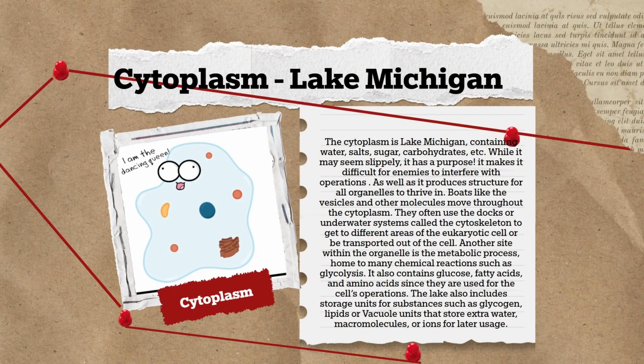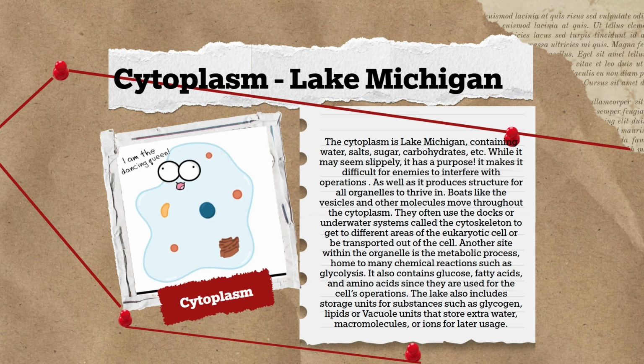The cytoplasm. So the cytoplasm is Lake Michigan containing water, salts, sugars, carbohydrates, etc. While it may seem slippery, it has a purpose. It is made to make it difficult for enemies to interfere with operations, as well as to provide structure for all organelles to thrive in. Boats like vesicles and other molecules move throughout the cytoplasm. They often use docks or underground systems called the cytoskeleton to get to different areas of the eukaryotic cell, or to be transported out of the cell.